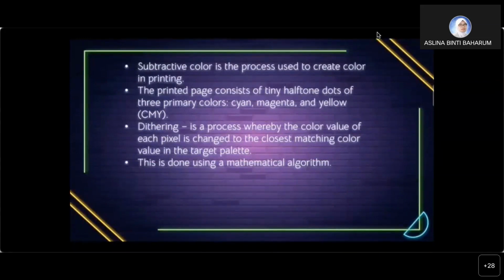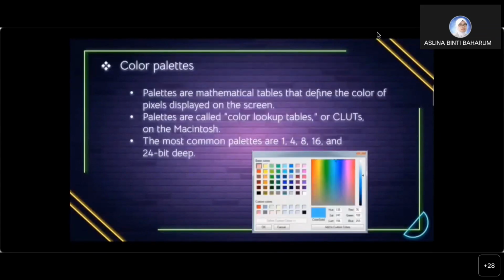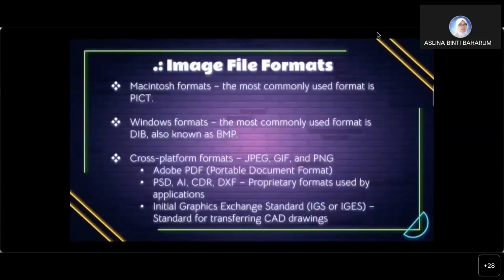Dithering is a process whereby the color value of each pixel is changed to the closest matching color value in the target palette. This is done using a mathematical algorithm. Palettes are mathematical tables that define the color of pixels displayed on the screen. Palettes are called color lookup tables or CLUTs on the Mac. 16 and 24-bit.